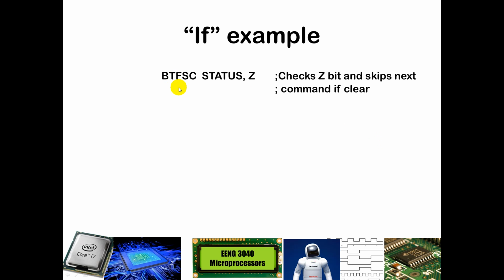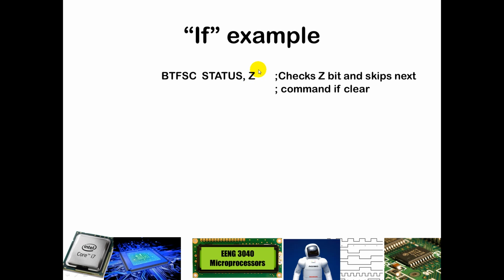We're going to do a bit test, and we're going to skip if it's clear. I could do a skip if set. That's fine too. But for this code right here, I'm going to do a skip if clear. So remember what that does is it tests a particular bit, and if it is a 0, it's going to skip over the next line of code. If it's not a 0, it's just going to flow right on through.